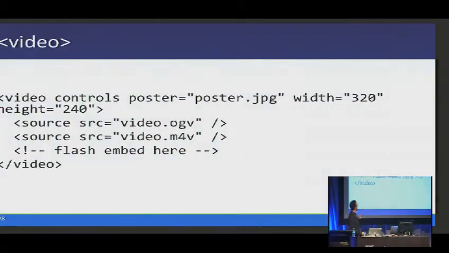And this is how you might mark it up. It has built-in controls. You can give it a default image, which is the poster.jpg. You can give it a width and height. And in this example, this is a cross-browser example, because currently different browsers support different codecs. A lot of them support H.264. Some of them support OGG. So this is covering all the bases.